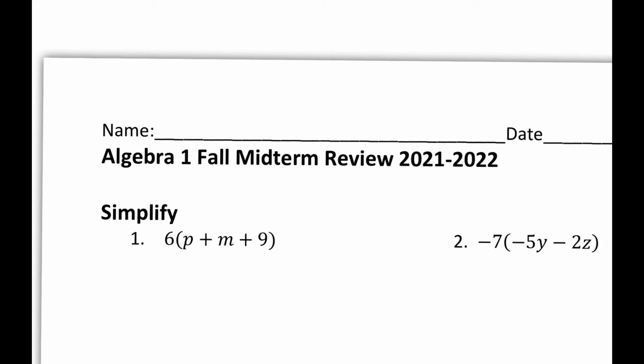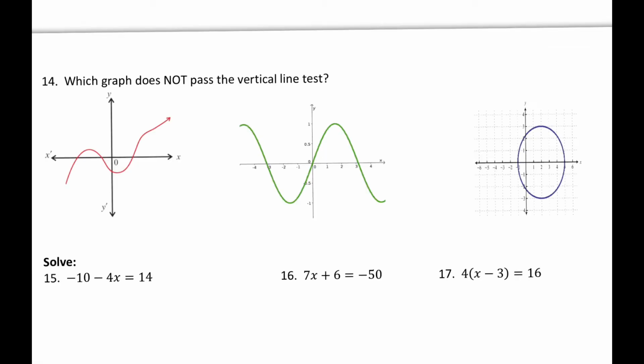Hey, what's up guys? This video is for the second part of the midterm review for the fall semester 2021-2022, and we are going to start with question number 14. Question 14 says, which graph does not pass the vertical line test?